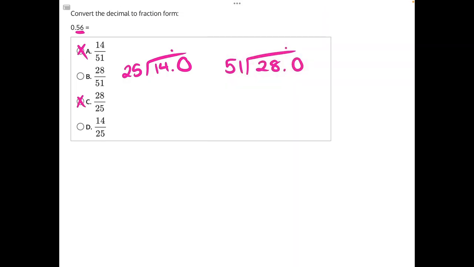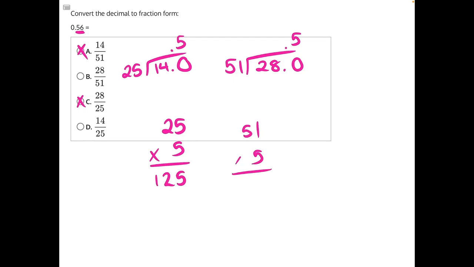Okay, so now what we need to do is we know that the first digit in our decimal is 5. So I know that no matter what, the first number in this division problem should be 5. So let me try 25 times 5, which I know offhand is 125. 51 times 5, 5 times 1 is 5, 5 times 5 is 25. Both of these are underneath the value of the number we're trying to get into, so that both works. We have 125 and 255.